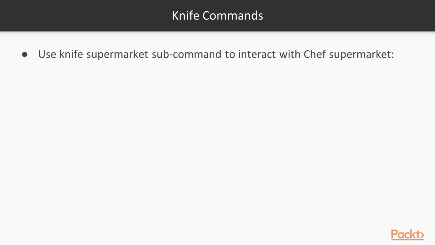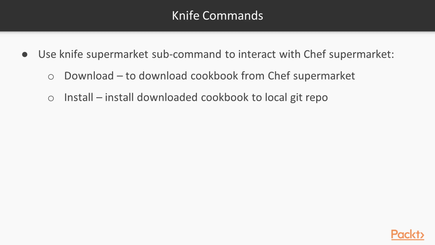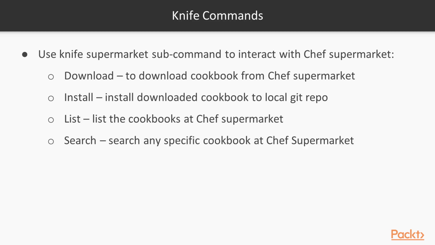We can use the knife supermarket command to work with Chef Supermarket. We can download or install cookbooks from the community. We can also list the community cookbooks. And in case we want to search for some cookbooks, we can use the search command. And share is the subcommand to publish the cookbook to the Chef Supermarket community.